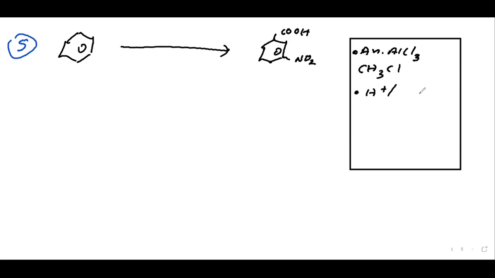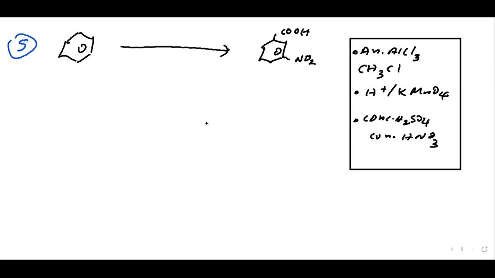Check your monosubstituted benzene notes whether I have given this reaction. Acidified KMnO4. Then you need conc-H2SO4 and conc-HNO3. These are the reagents and the reactants required. Now you should be able to do it. Yeah, acidified K2Cr2O7 also can, but acidified KMnO4 is more powerful than that.